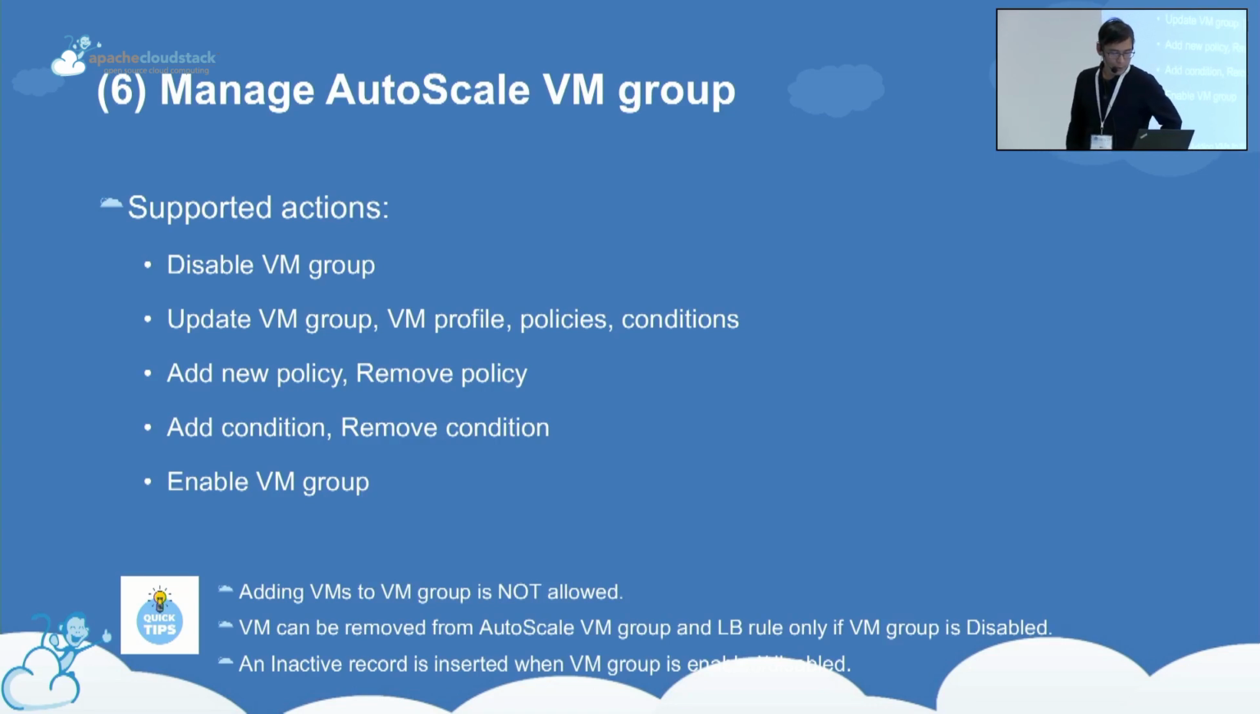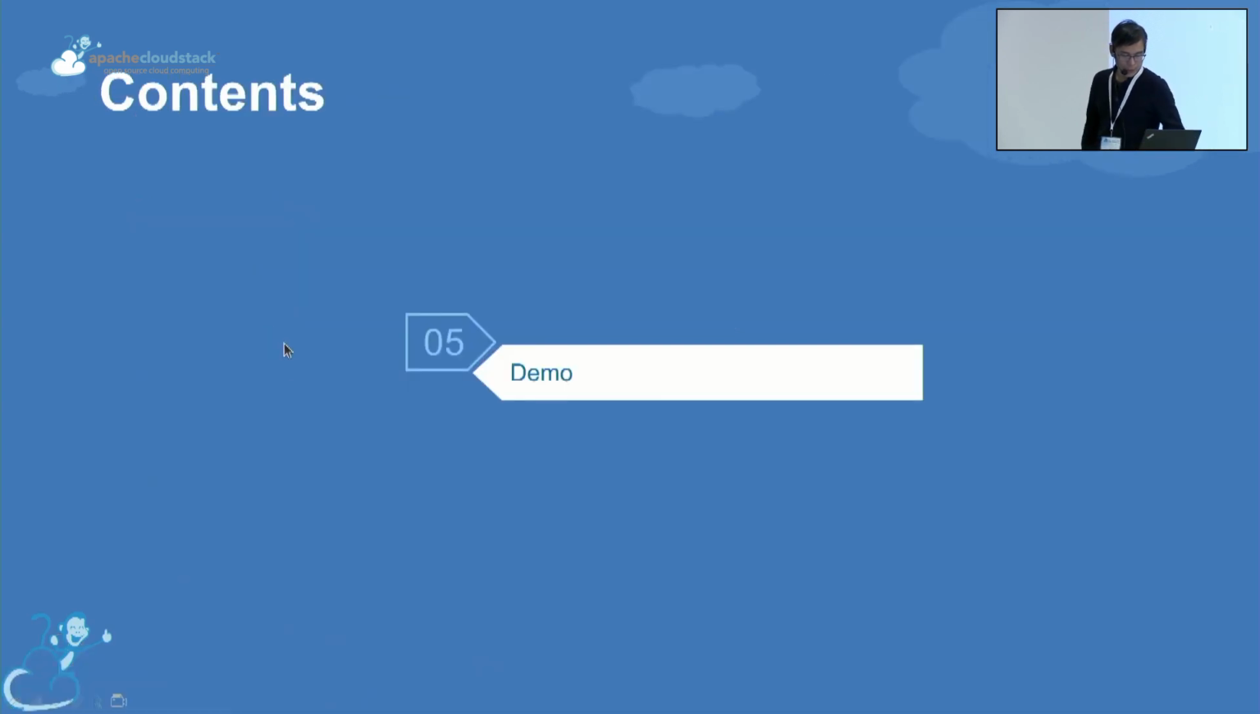Some tips. It's not allowed to add a VM to the VM group. But when the VM group is disabled, we can remove a VM from the group and also from the load balancer rule. And when the VM group is enabled or disabled, scale up, scale down, and inactive records will be inserted into the database.